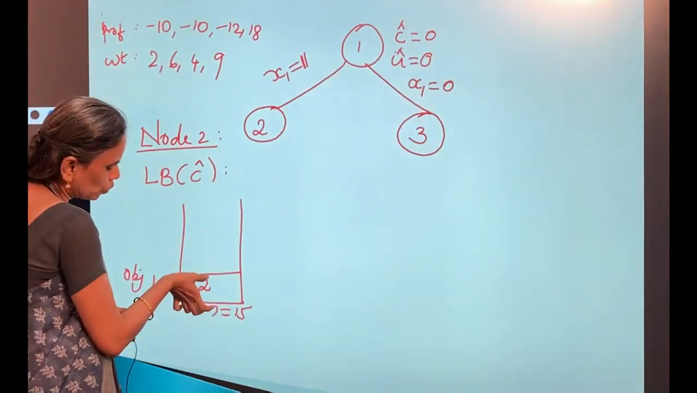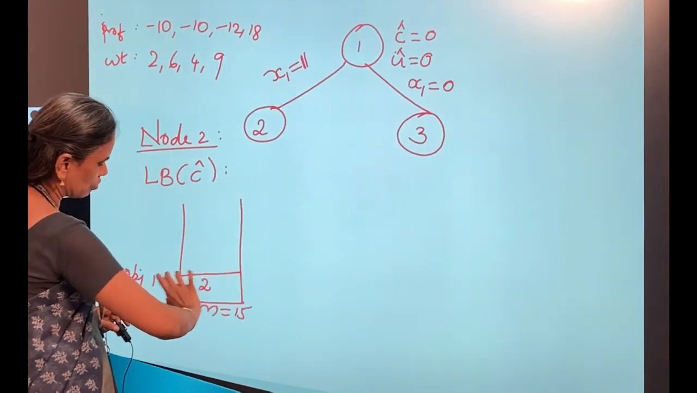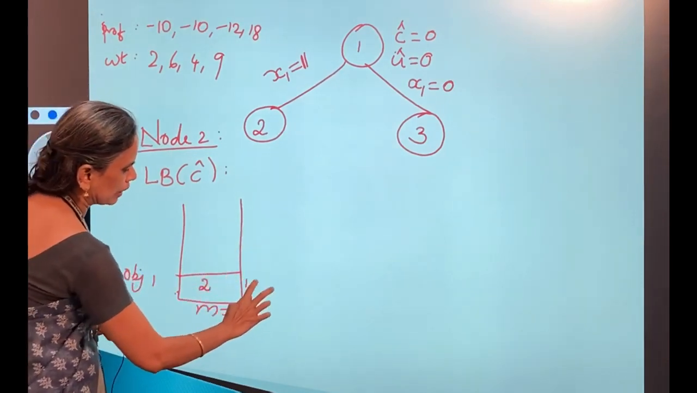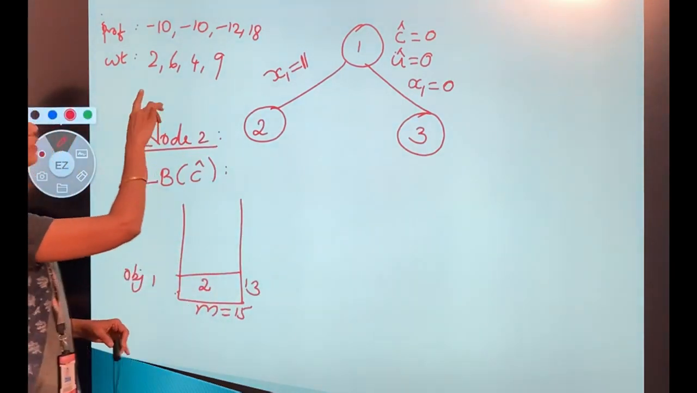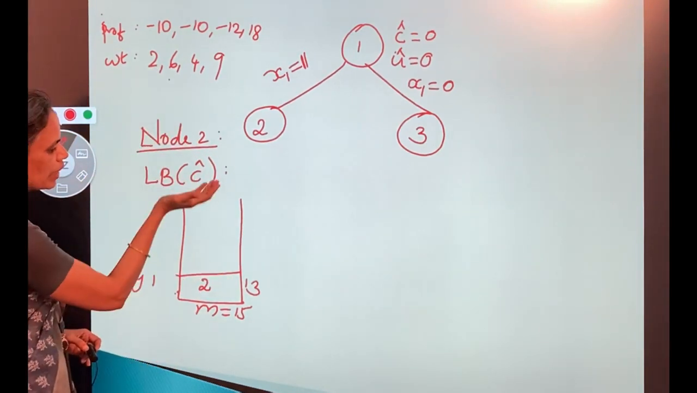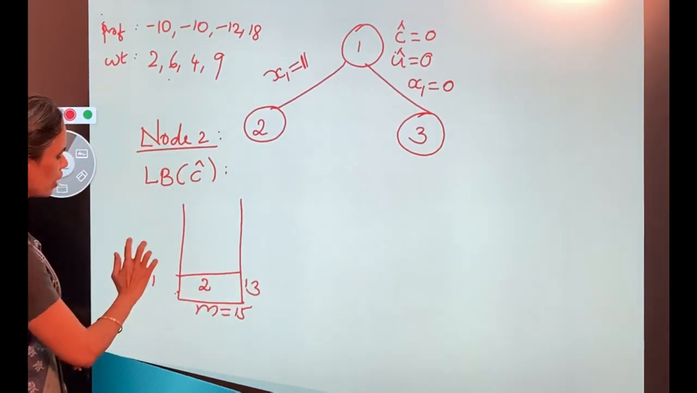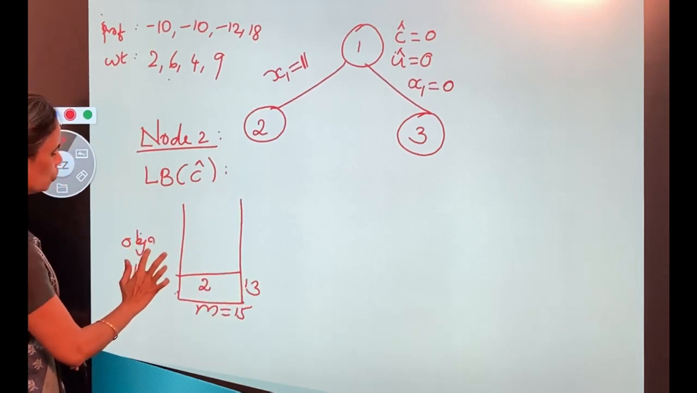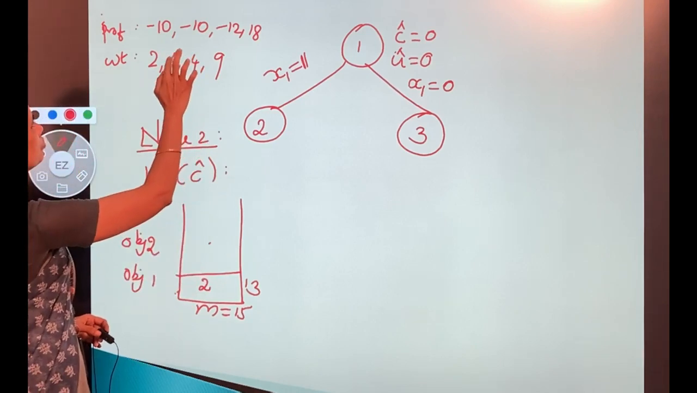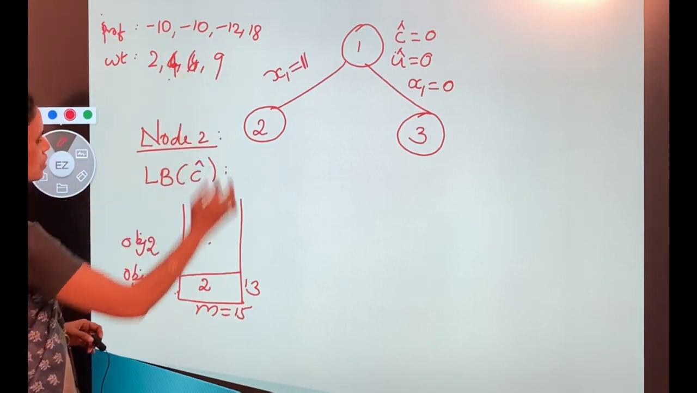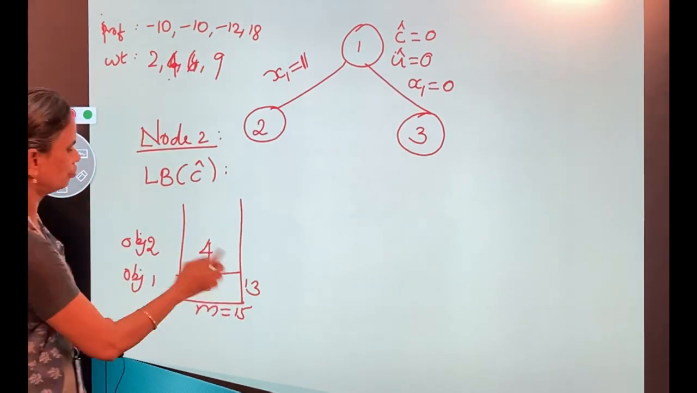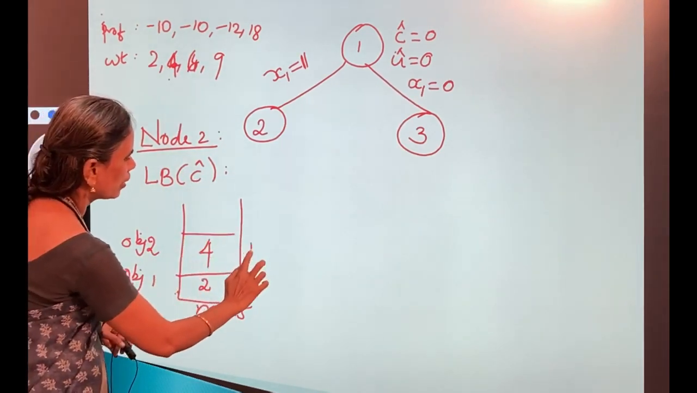Now 2 is placed. The weight of object 1 is 2 and this will be placed, and the remaining capacity will be 13. Next we can go for the next object, whose weight is 4. The remaining capacity is 13, so we can place object 2 into the knapsack. Its weight will be 4 and the remaining capacity will be 9.